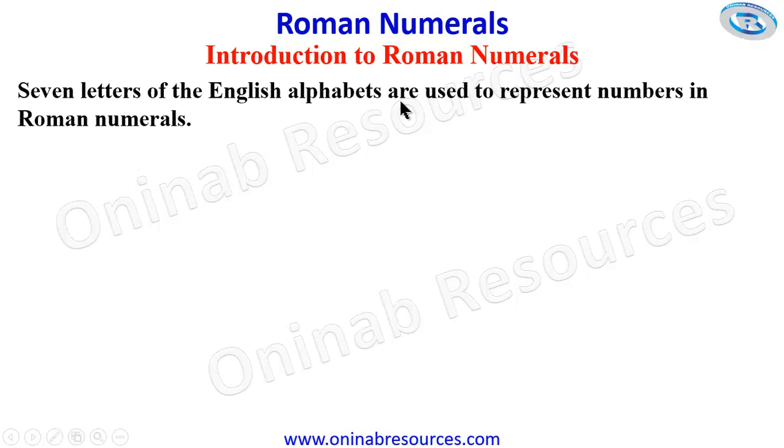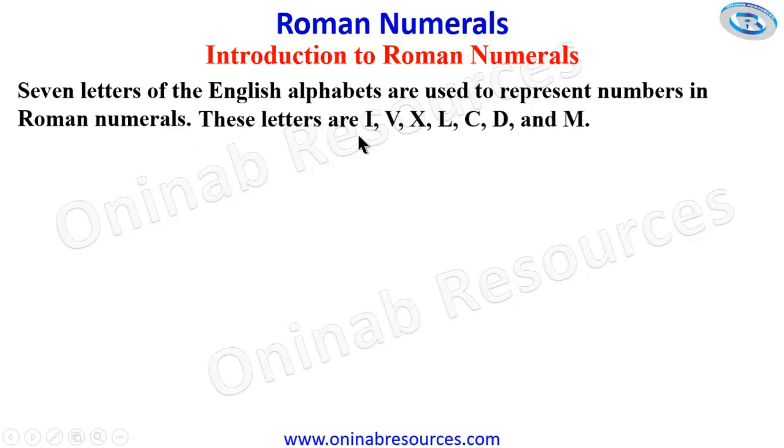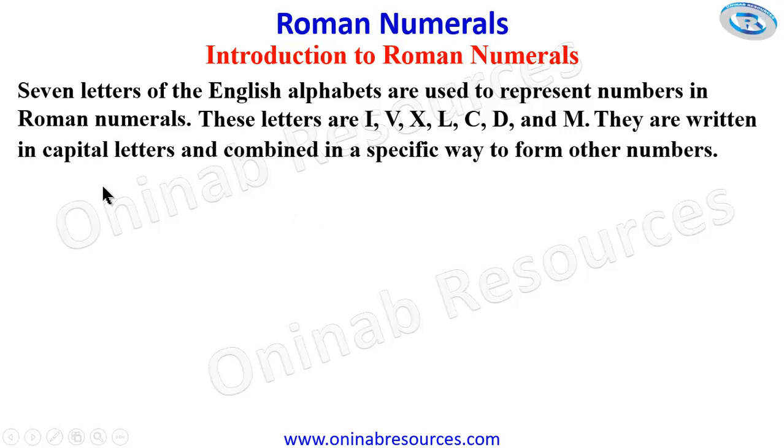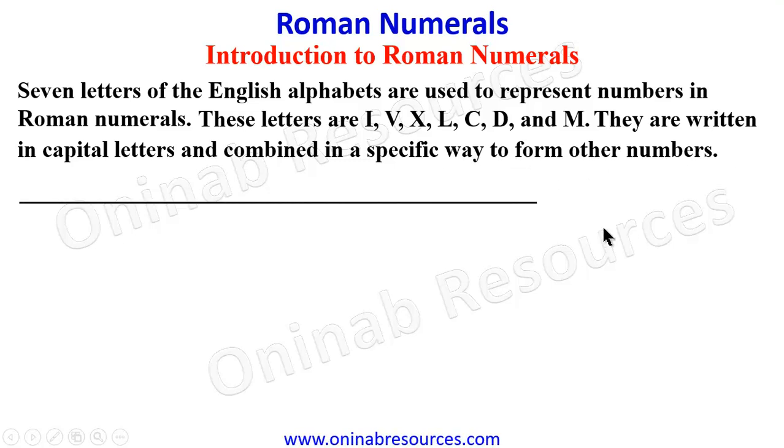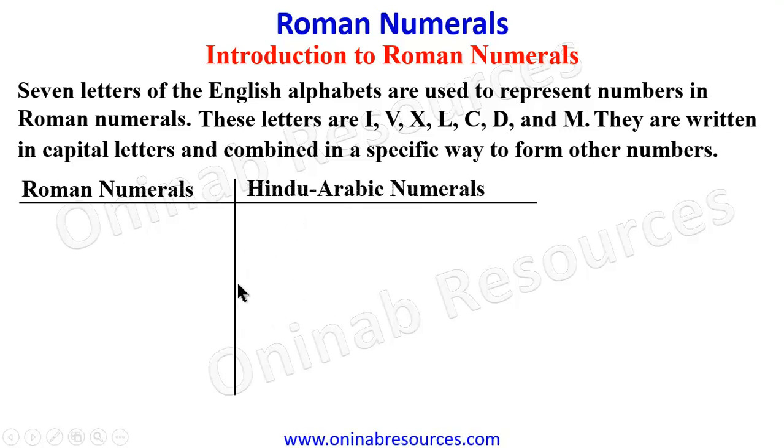Seven letters of the English alphabet are used to represent numbers in Roman numerals. These letters are I, V, X, L, C, D, and M. They are written in capital letters and combined in a specific way to form other numbers. We have these numbers and what they represent in Hindu-Arabic numerals.